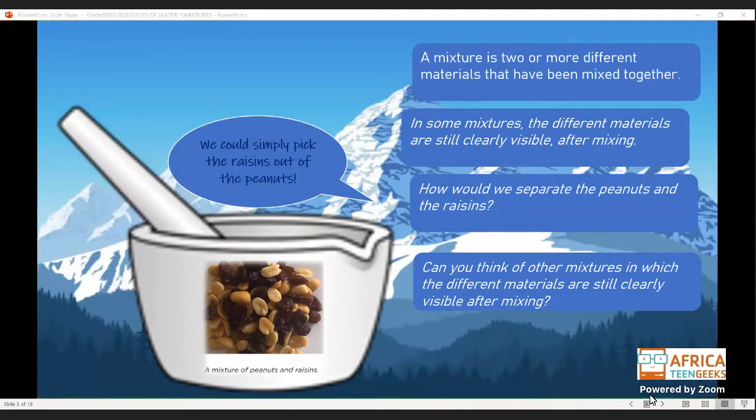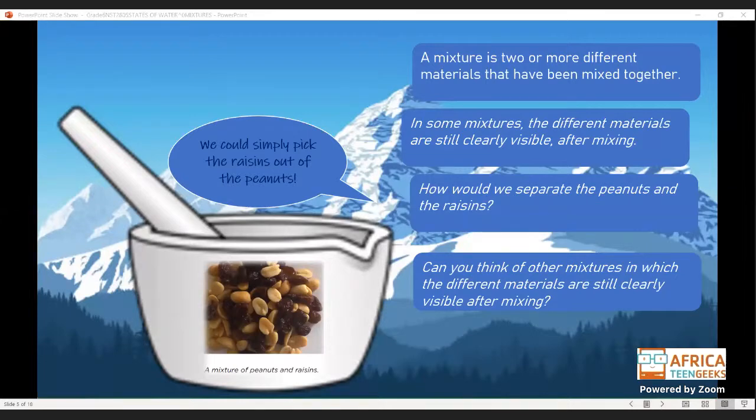Okay, so what is a mixture? Well, a mixture is when you take two or more different materials and you mix them together. Sounds simple enough, doesn't it? Now, in some mixtures, we can actually clearly see the materials that we are mixing, and in some we can't.